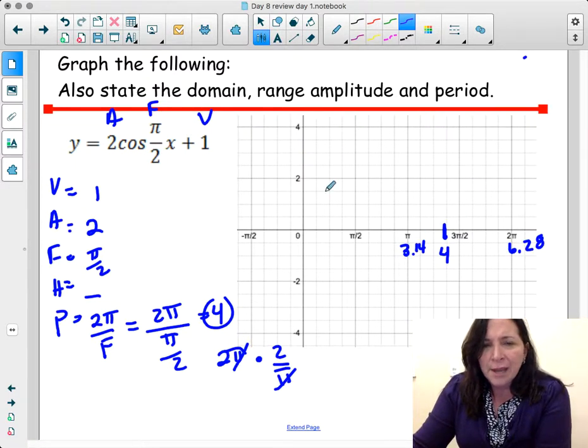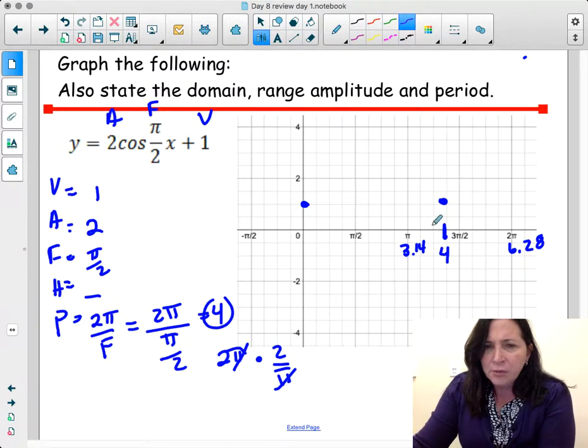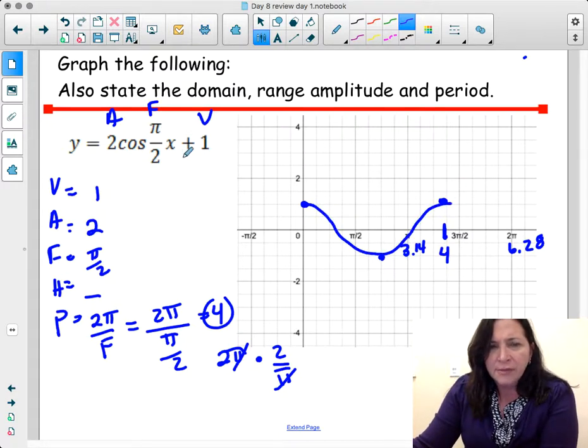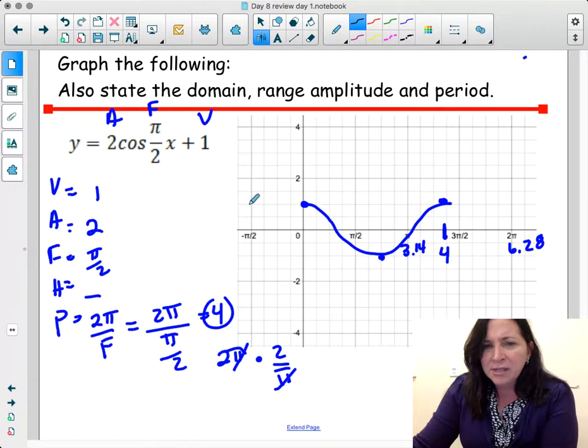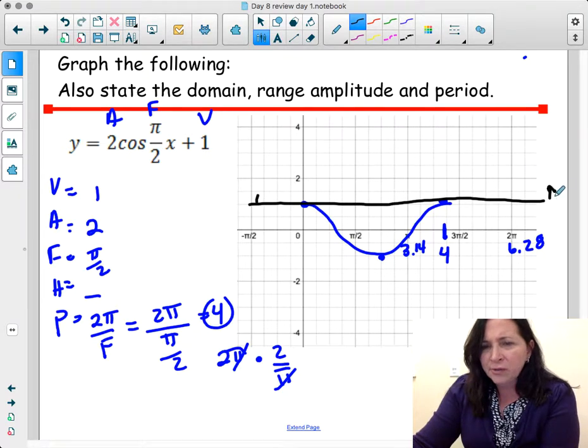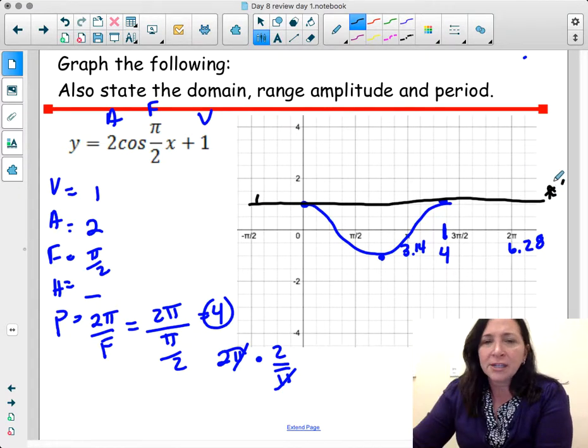Now, a regular cosine wave starts high, ends high. Halfway in between, we're going to have a low point, which means that my graph is going to do something like that, okay? Now, a couple of things you need to realize is that I do have a vertical shift of 1, which means that my sinusoid has shifted up 1 unit, okay? So there's my new sinusoid, and it shifted up 1.